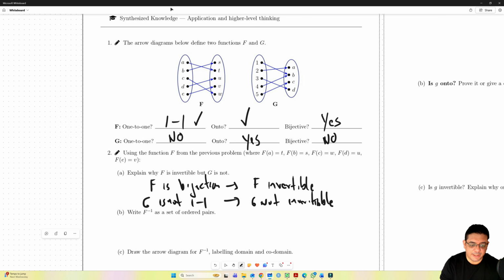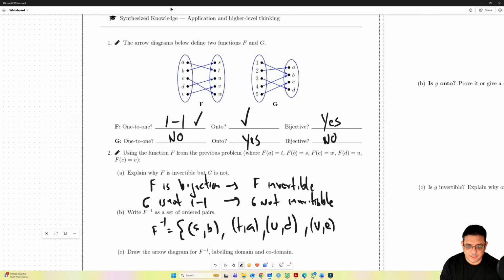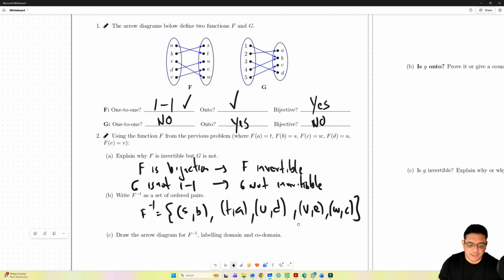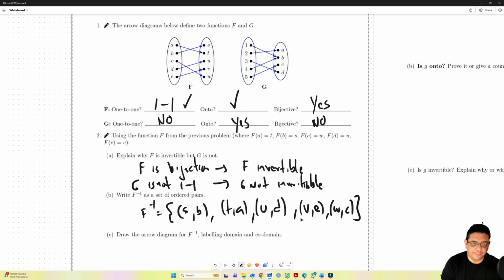All right, so f to the minus 1 as a set of ordered pairs will be the backward relationship. So it will be s with b, t with a, u with d, b with e, and w with c. And as an arrow diagram, you can just flip the direction and have it backwards. There's not a lot to do here. You just flip the arrows and you'll have f to the minus 1.